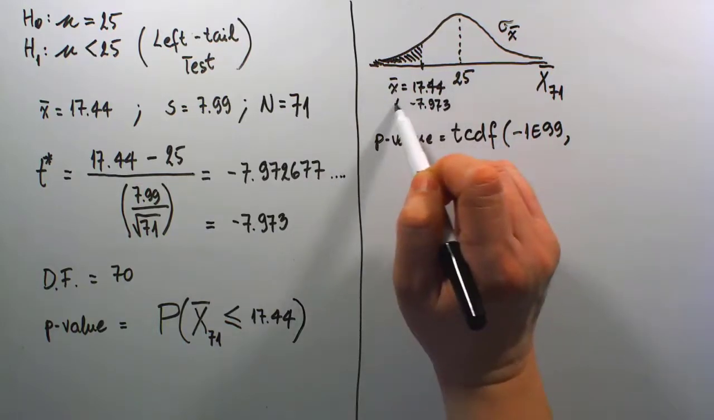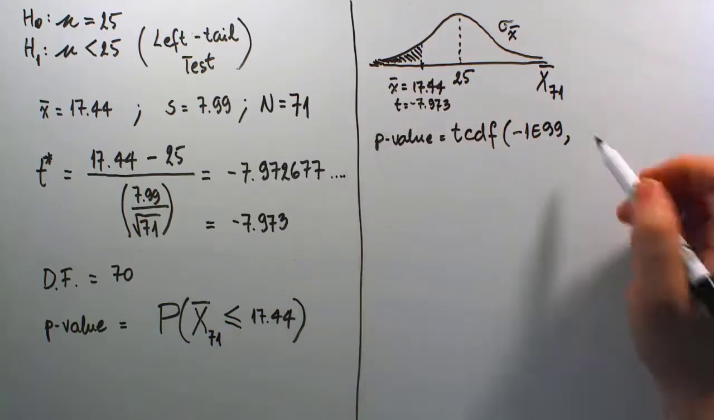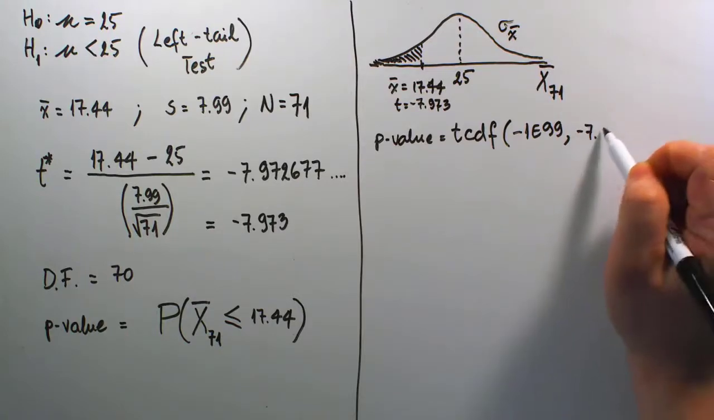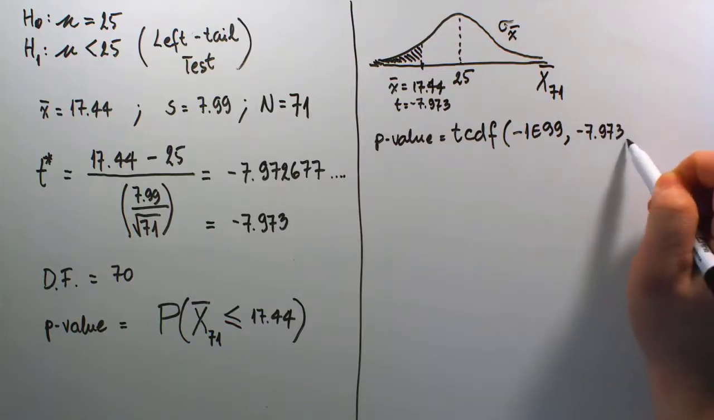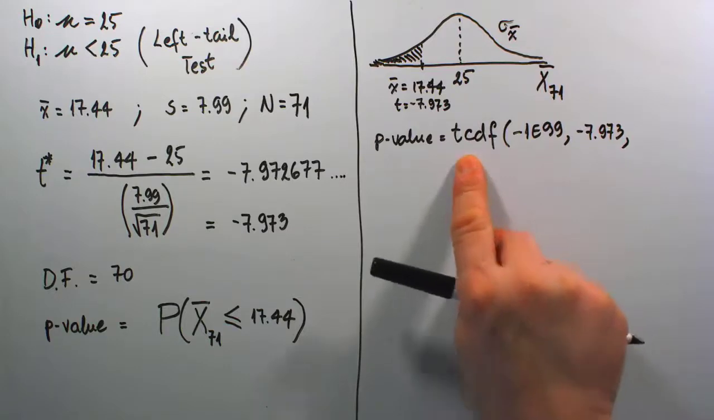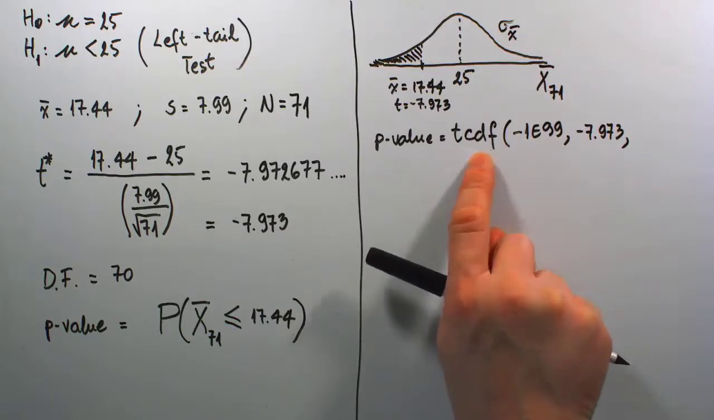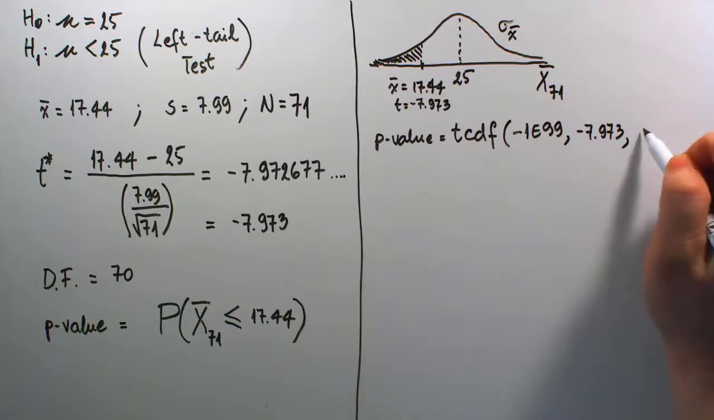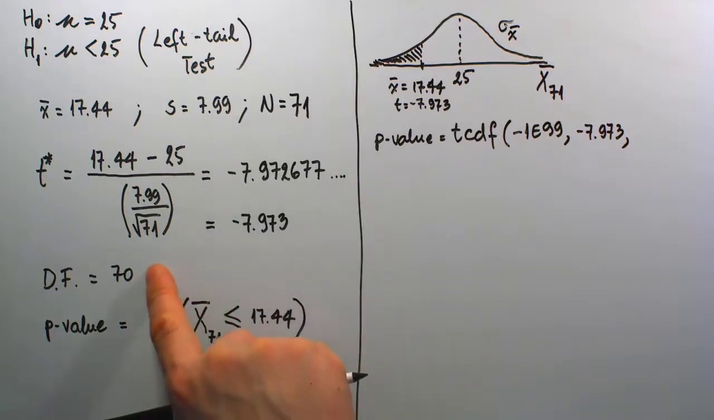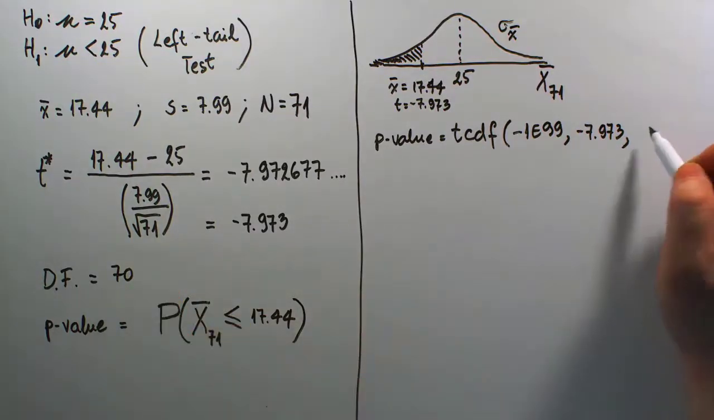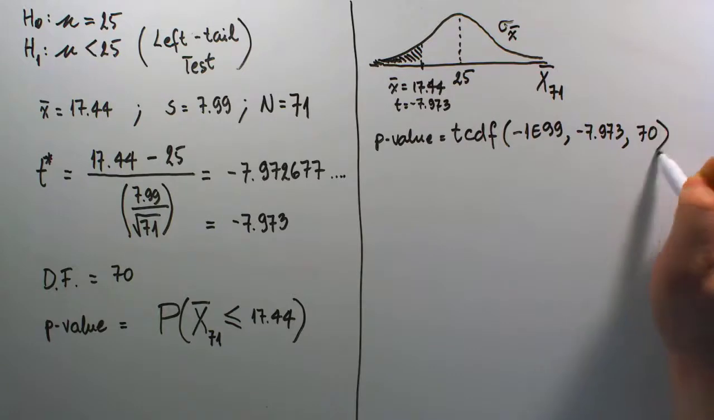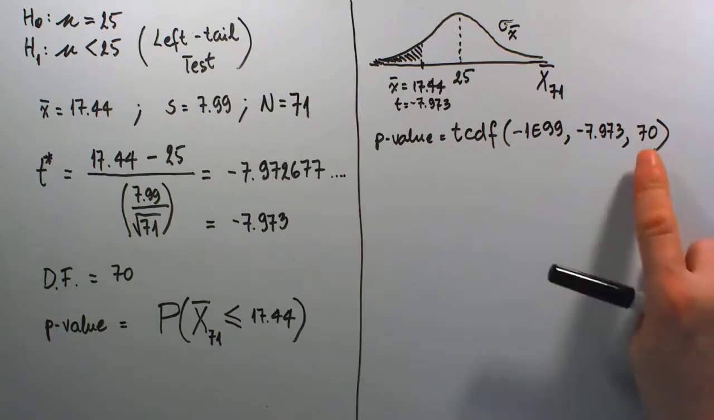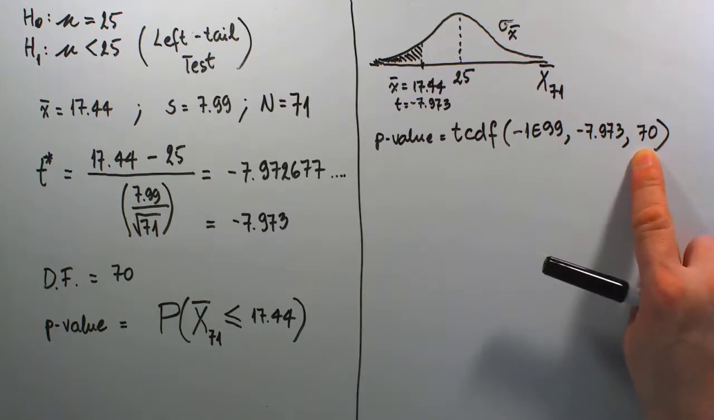So the t star there is about there. And so now negative 7.973 and the degrees of freedom. So the tCDF command requires degrees of freedom to run, and that's why we had to calculate that ahead of time. 70. And now we're going to be ready for firing up the command.